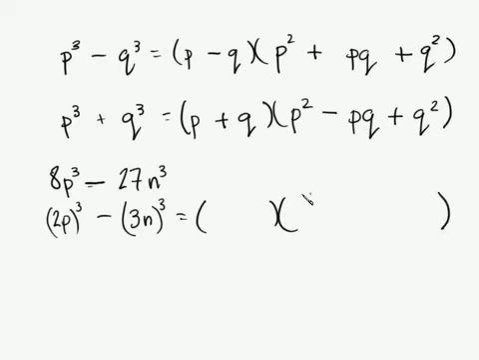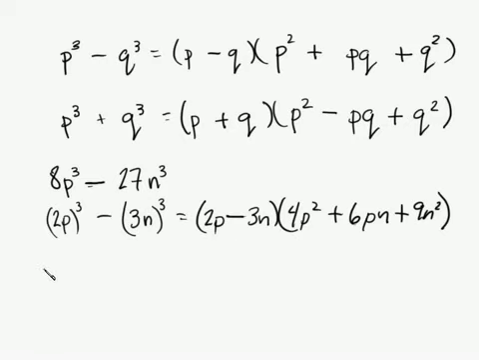Set up your parentheses, copy the sign, change the sign, always plus. Take your 2p, write it once, take your 3n, write it once. So you write this once, you write this once, you basically copy them down in here. Then you square the first term and you get 4p squared, square the last, you get 9n squared. And you take the product of the two and you get 6pn.